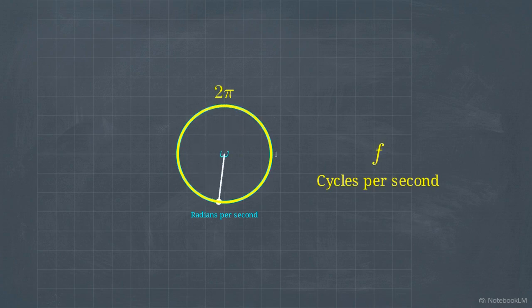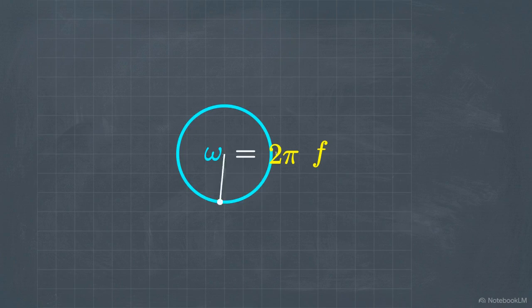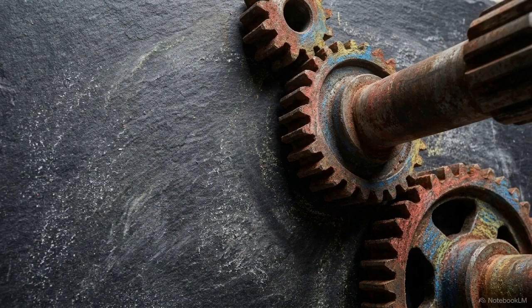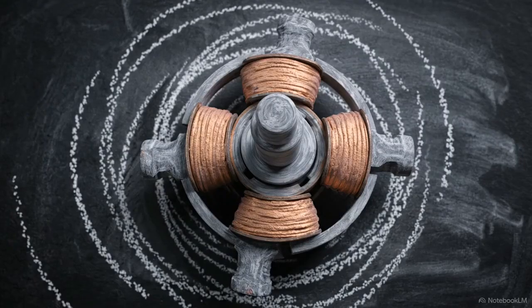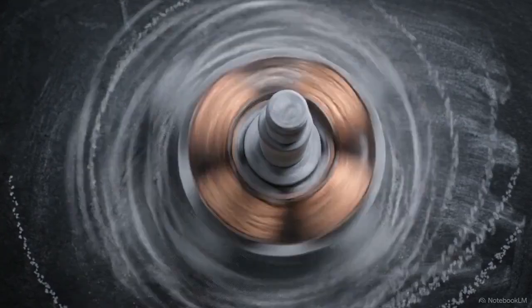We translate between standard frequency and angular frequency using a specific multiplier. Omega equals 2 pi times f. In mechanical engineering, omega dictates the rotational speed of a system. For an alternating current generator, omega is the rotational speed of the turbine spinning inside the magnetic field.